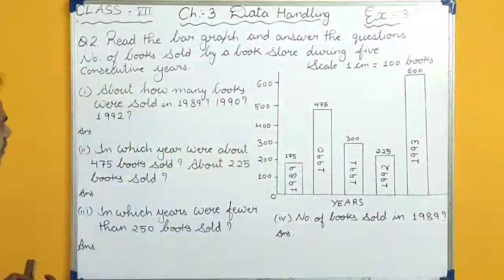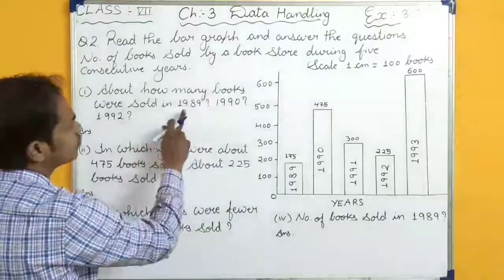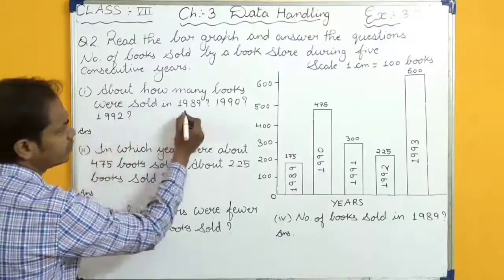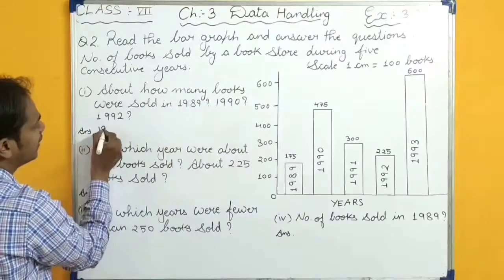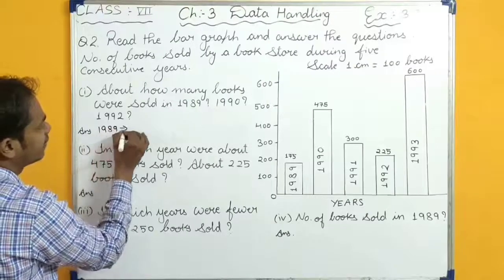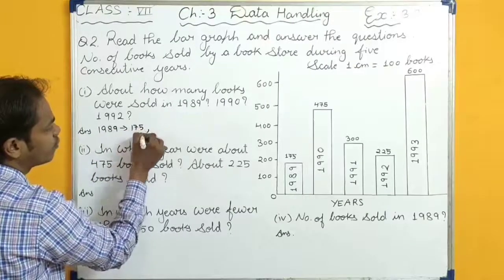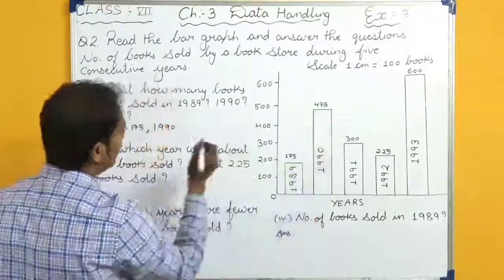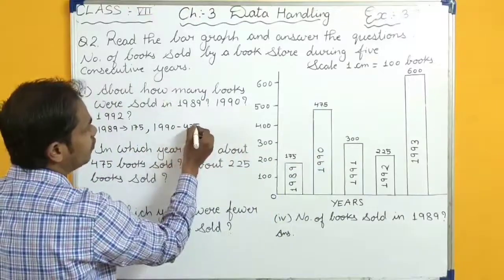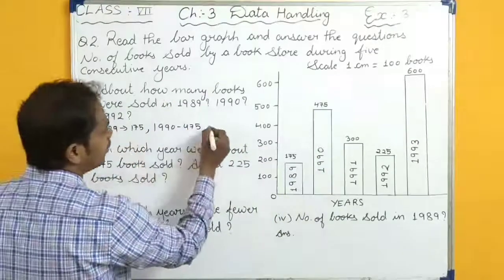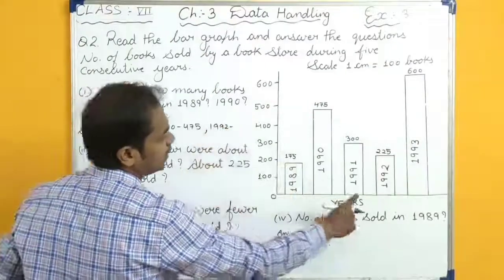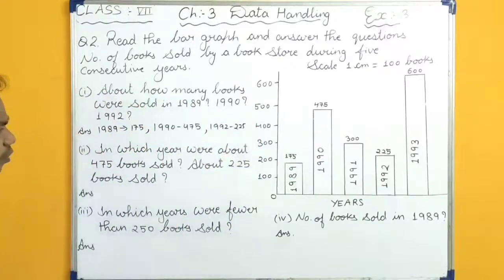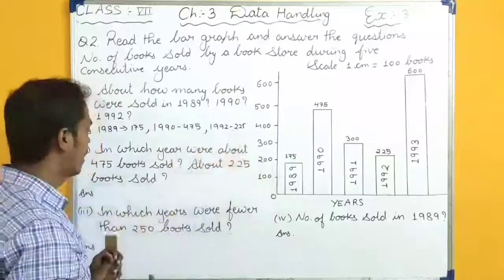Now you can answer how many books were sold in 1989. In 1989, 175 books were sold, so I am writing the answer here: 1989, 175 books sold. In 1990 you can write 475 books sold. And in 1992, 225 books sold. You only have to observe and write the answer.